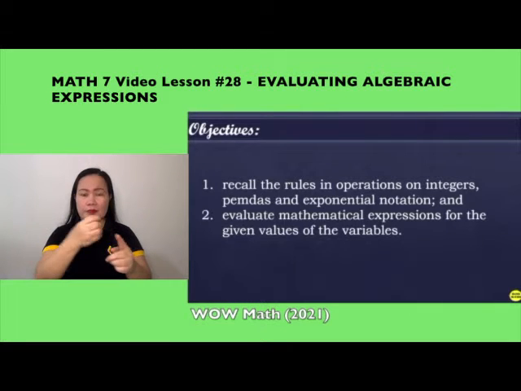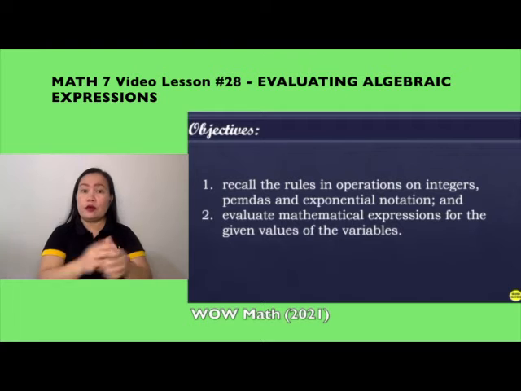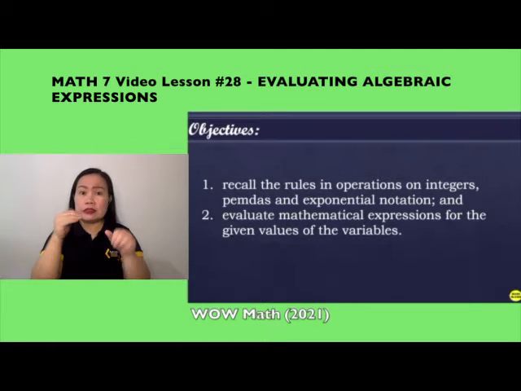Our objectives: we will recall the rules in operations on integers, PEMDAS, and exponential notation. So, nung first quarter tayo, we have discussed about the operations on integers, especially the rules. And then yung PEMDAS, kung ano yung dapat i-perform muna na mauna. And then, of course, yung exponential notation, which is our previous tutorial.